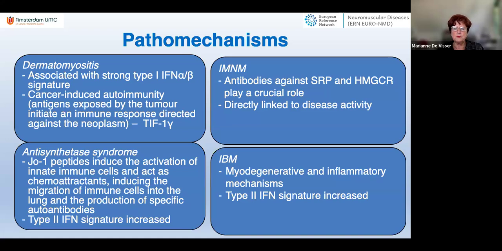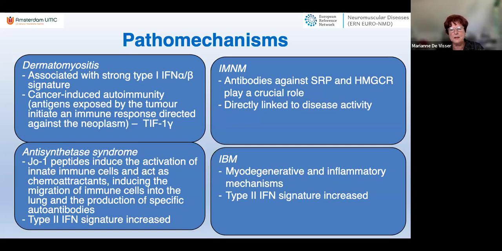Anti-synthetase syndrome is found to have an interferon type 2 signature. And in addition, Jo-1 peptides induce the activation of innate immune cells and act as chemoattractants, and that leads to migration of immune cells into the lung and the production of specific autoantibodies directed against an aminoacyl transfer RNA synthetase.